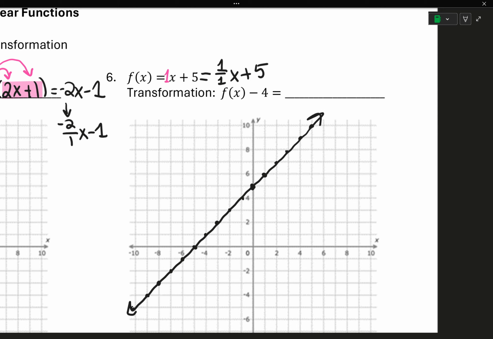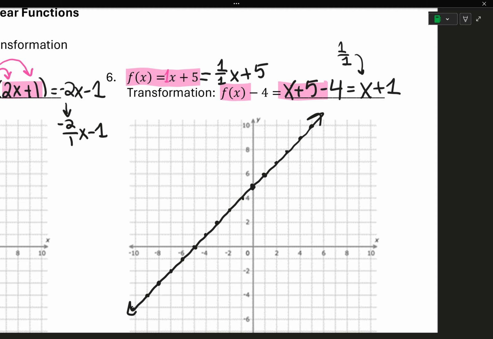Perfect. Now our transformation says f of x minus 4. Well, okay. We're going to take f of x and subtract 4 from it. So we have x plus 5 minus 4. 5 minus 4 is 1. So our function is actually x plus 1. And just like before, this is a 1 over 1.